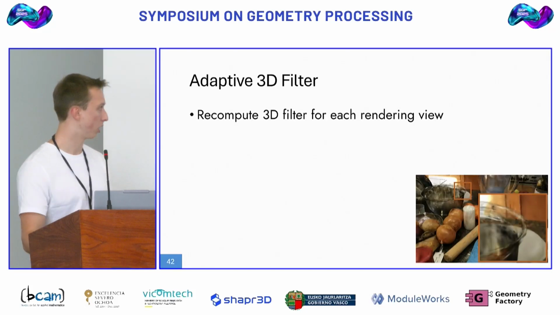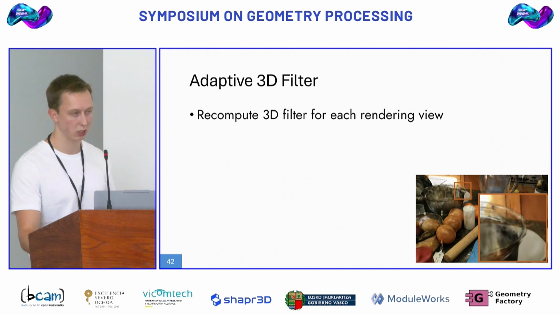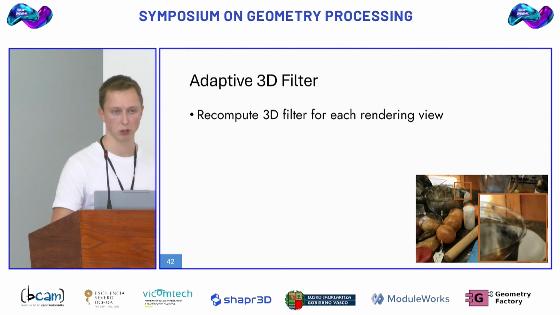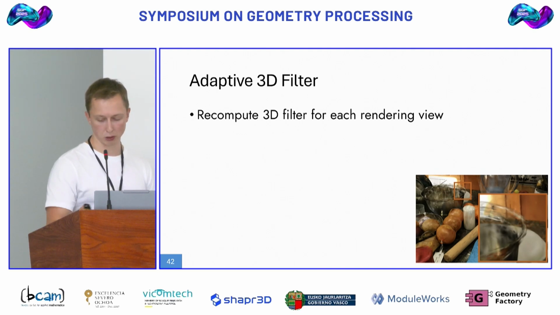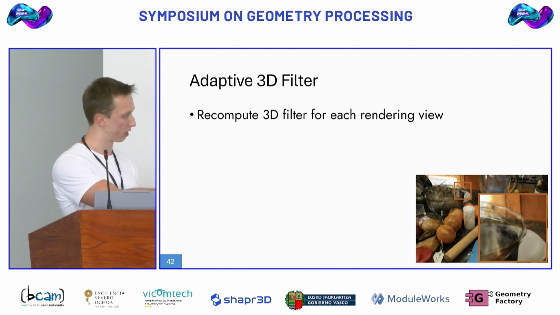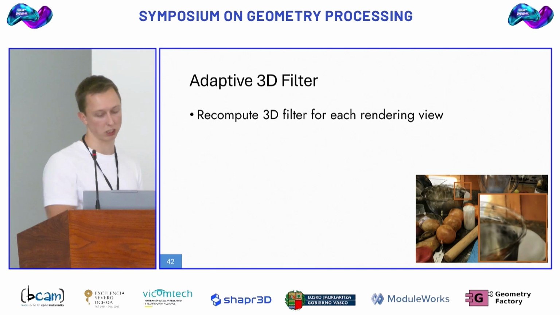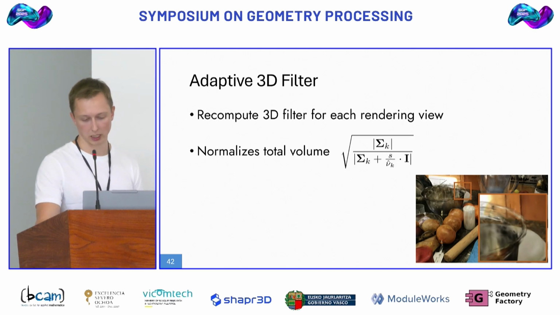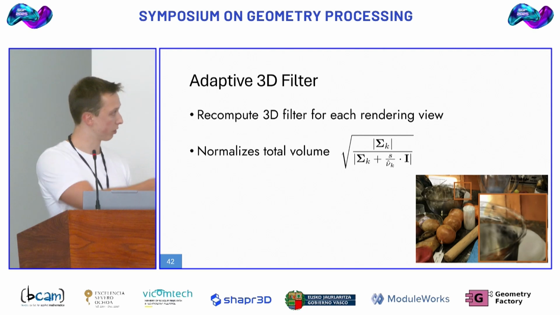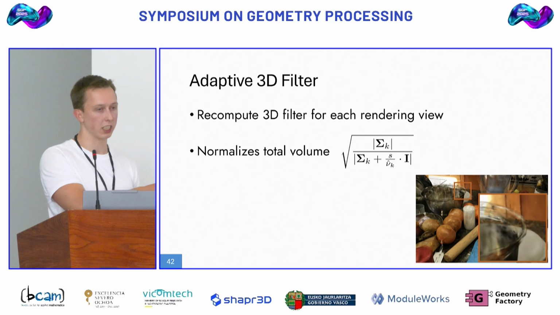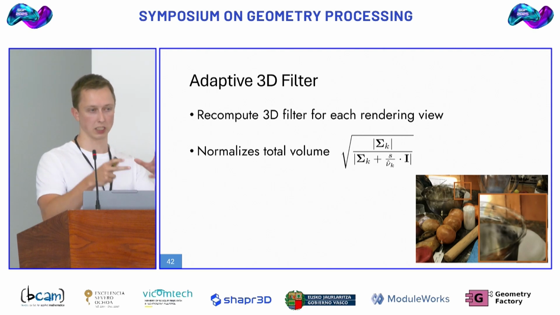So what can we do? Well, one basic idea is to simply use this 3D filter during rendering as well. So simply recompute the filter for each rendering view, so to say. However, if we do this, we suddenly notice that Gaussians seem to disappear or they are too transparent, let's say. And this is actually due to the normalization that this 3D filter uses. You can see it here. What this basically does is it ensures that the total volume of the Gaussian after scaling it up stays the same.